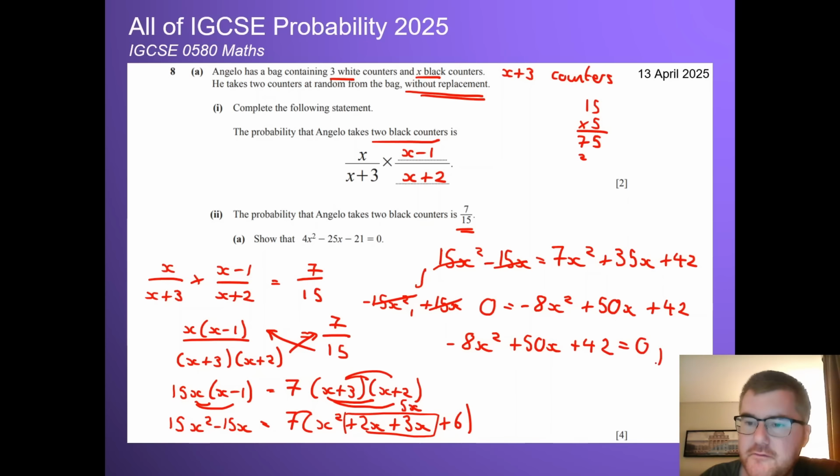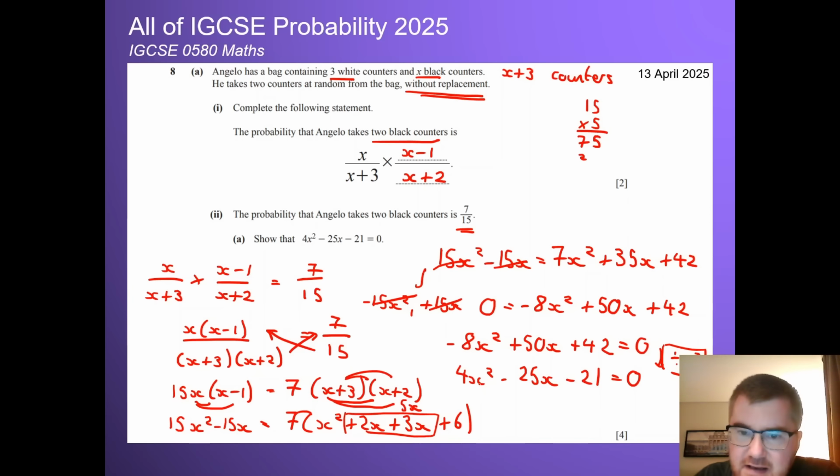And if I divide through by minus 2, this is the key step. Minus 8 divided by minus 2 is positive 4x. 50 divided by minus 2 is minus 25x. Look at that. 42 divided by minus 2 is minus 21. And we get exactly the quadratic that we were looking for.